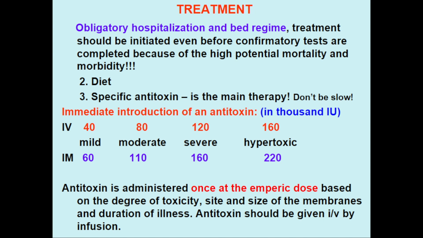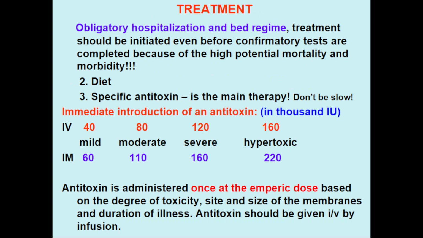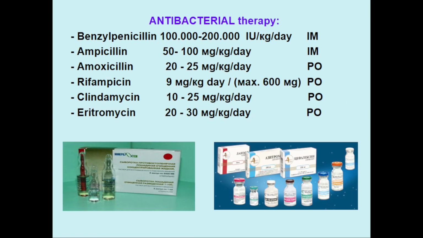Antitoxin is administered once at the empiric dose based on the degree of toxicity, site and size of membranes, and duration of illness. Antitoxin should be given intravenous by infusion. Usually a second and third administration is not recommended; it was recommended previously, now it's not true. Still, an allergic test should be provided before antitoxin is prescribed, and if it's positive, add hormones, glucocorticoids, to prevent allergic reaction.